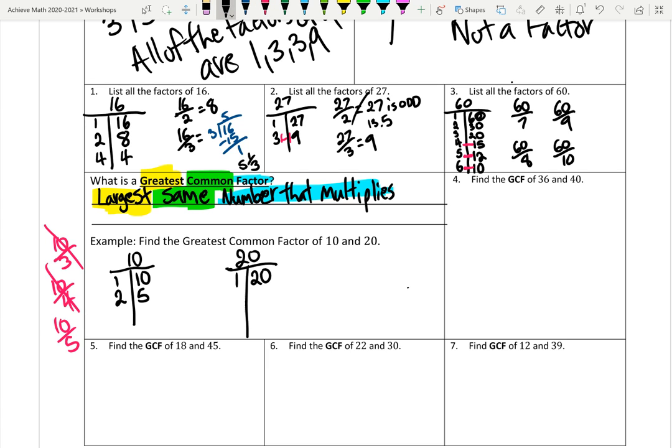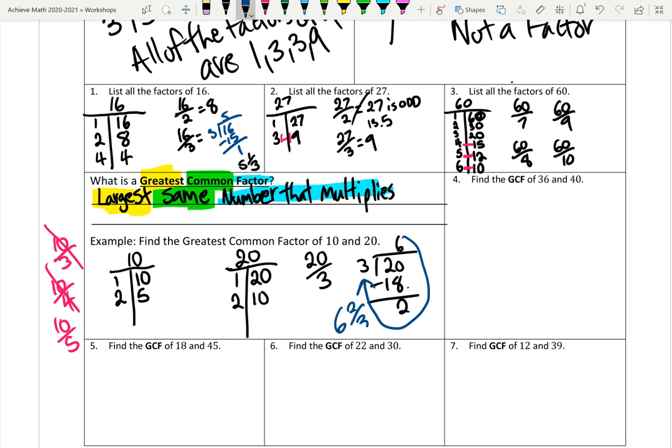1 times 20 is 20. What is half of 20? Well, 10. What is 20 divided by 3? If I went ahead and did long division, 3 times 6 is 18, minus 18 is 2. I go all around the world, and I'm going to have 6 2/3. Definitely not 3.